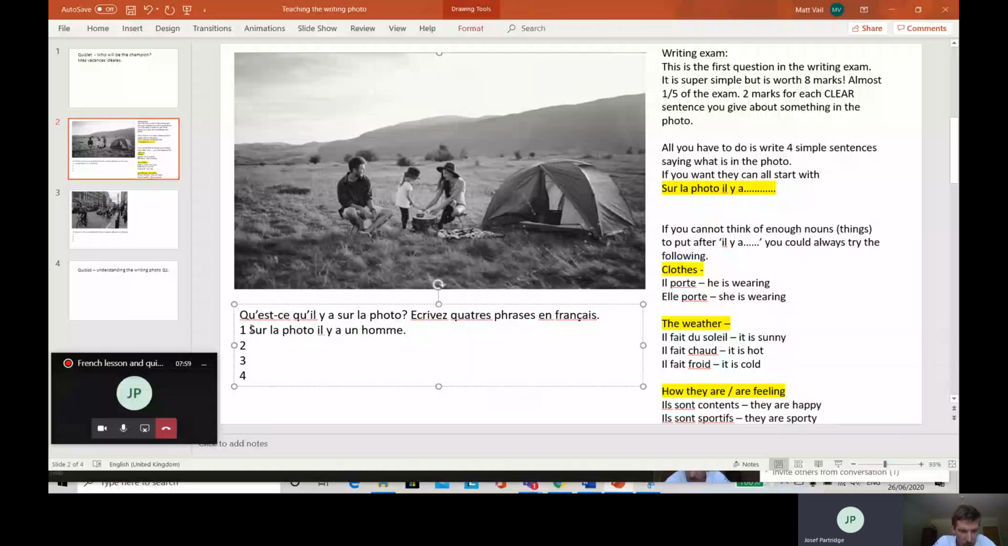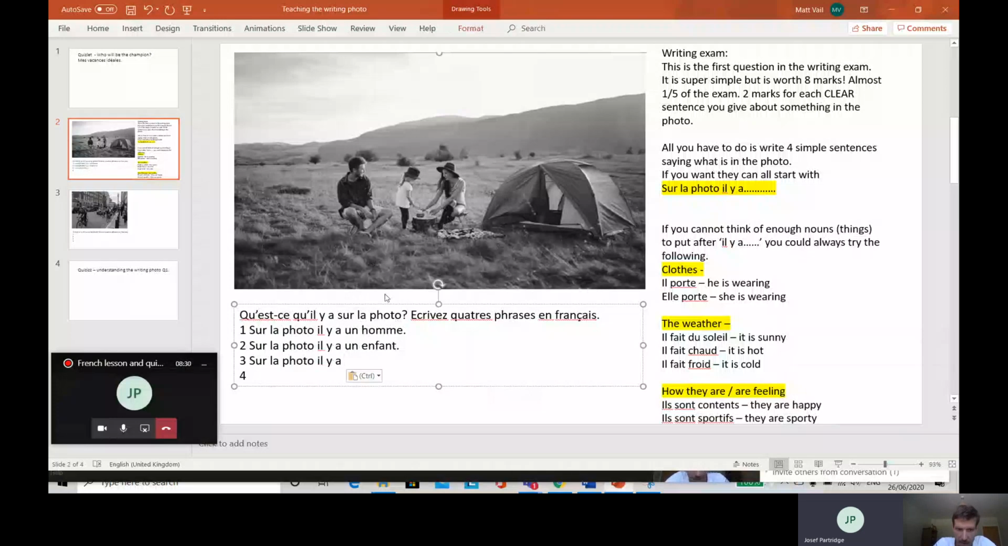Okay, and then literally I can use the same sentence starter. Sur la photo, il y a. Now I've got to think, right, il y a, well, there, and that's a man, that's like a child. Okay, so I could say, sur la photo, il y a un enfant, full stop. In the photo, there is a child. That's him. Okay, another 2 marks. Is it accurate? Yes. Is it something that's in the photo? Yes.